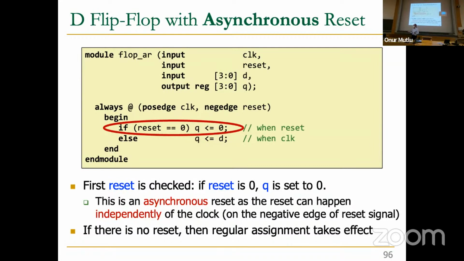Does this make sense? So now we have two signals that are triggering state transitions in a D flip-flop. One is to reset it. The other is to do the state changes whenever reset is not happening. Okay?